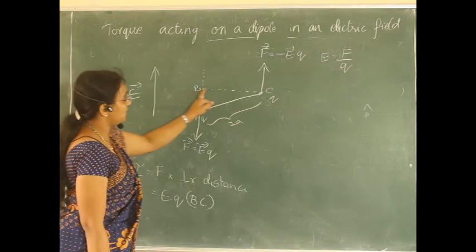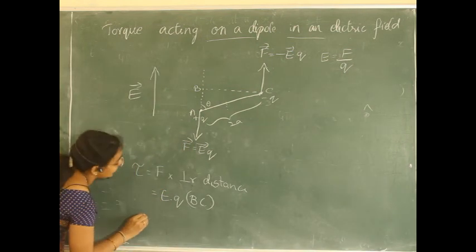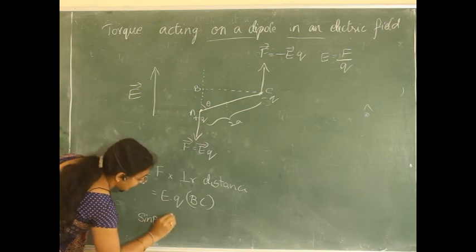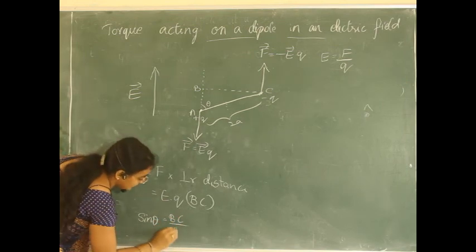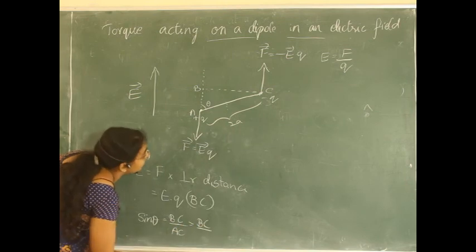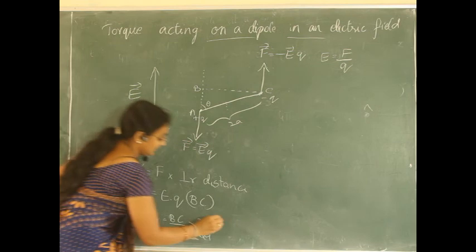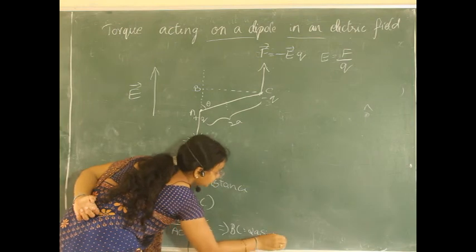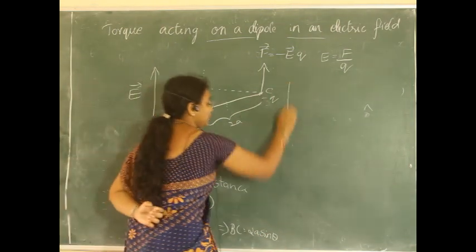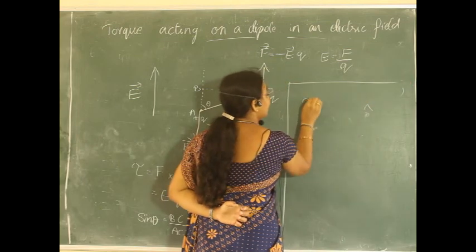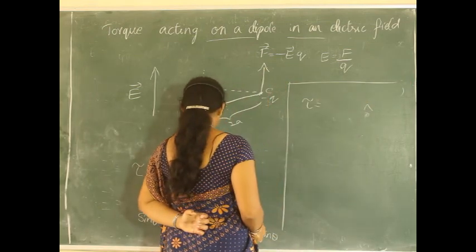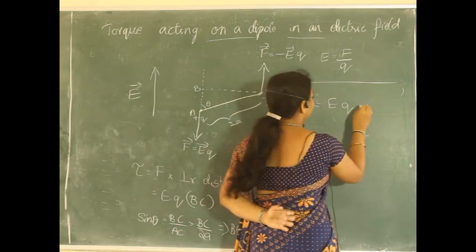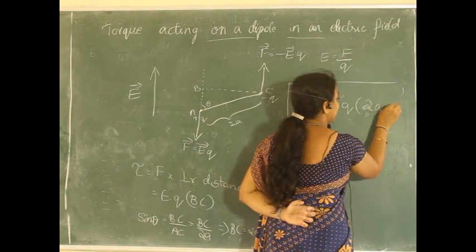Sin theta is equal to opposite by hypotenuse. So can I write sin theta is equal to opposite BC divided by AC. That is equal to BC divided by 2A. Therefore I can say BC is equal to 2A sin theta. And hence I can write expression for the torque as tau is equal to E Q 2A sin theta.